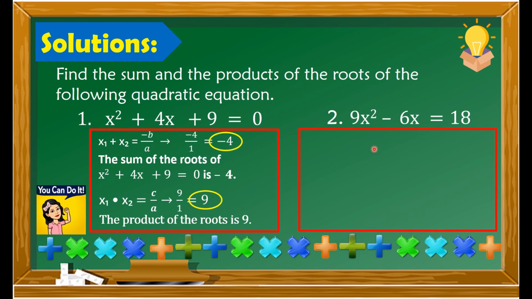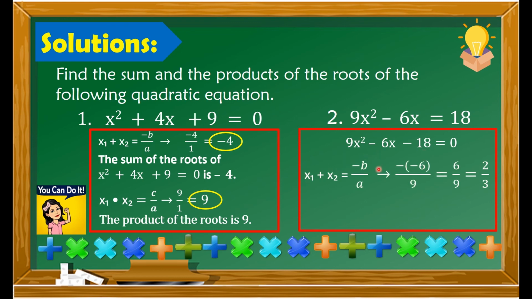For the second given equation, this is the standard form, 9x squared minus 6x minus 18 is equal to 0. Now we can identify A, B, and C. Your A is 9, your B is negative 6, and your C is negative 18. Then we can solve. For the sum, you have negative B over A. Therefore, you have negative times negative 6 over 9 equals 6 over 9. Let's simplify. Divide the numerator and denominator by 3. That's why it is 2 over 3. That is our sum of the roots.